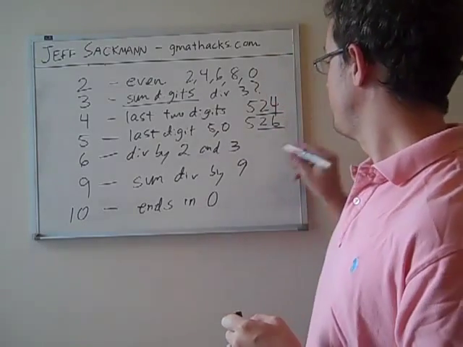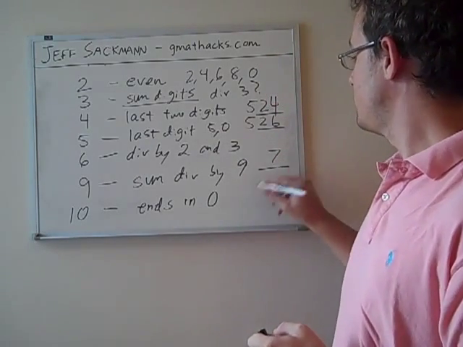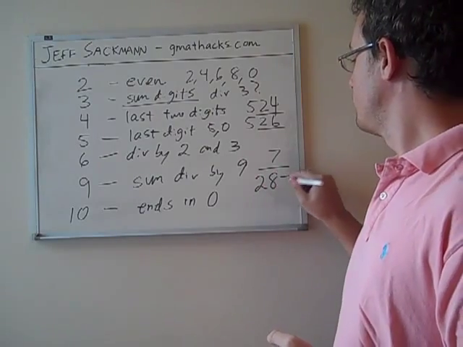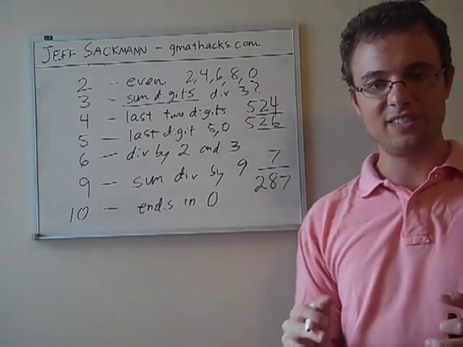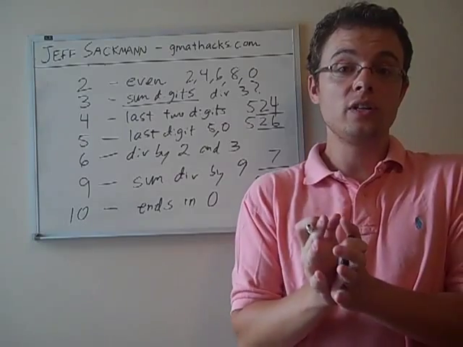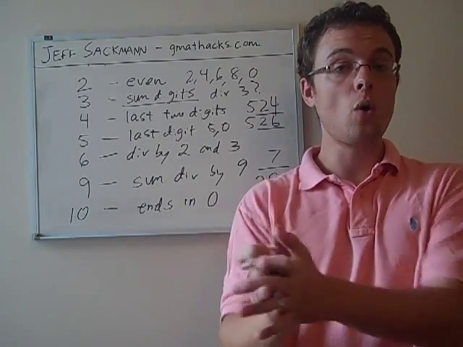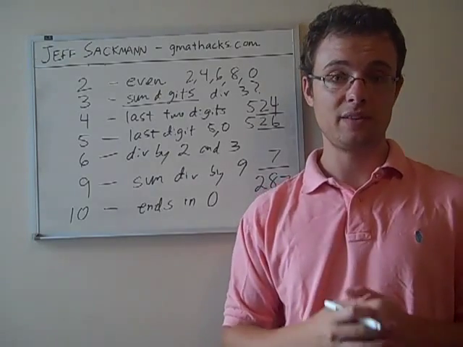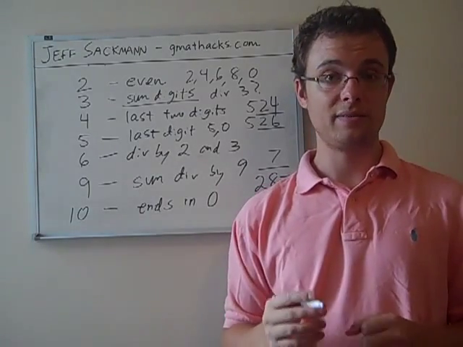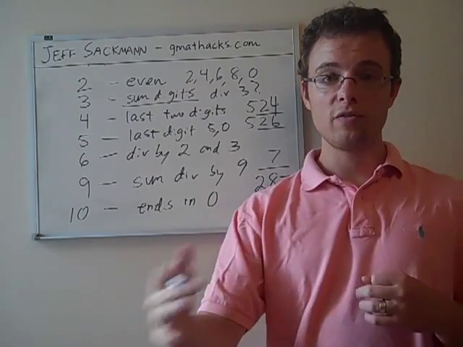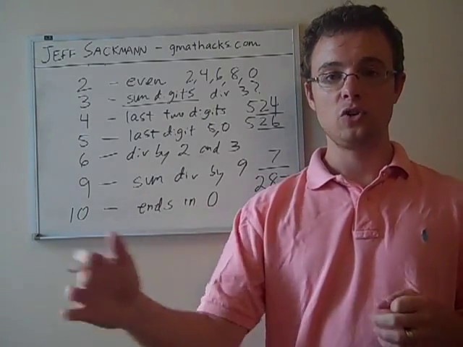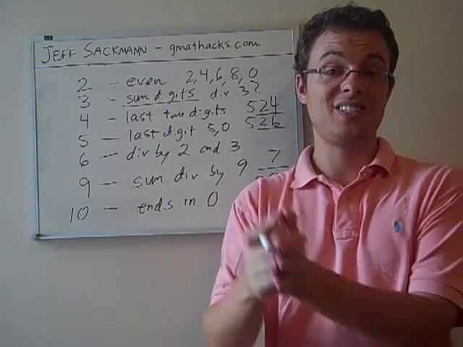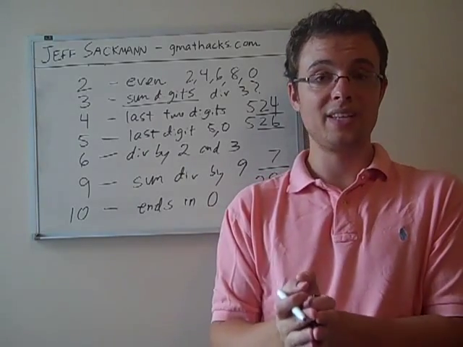So let's say, I'll make a little corner down here. For 7, let's say you want to know whether 287 is divisible by 7. What you do is you think of large numbers that you know are divisible by 7. So for instance, you know that 70 is divisible by 7. 700 is divisible by 7. So 70, 140, 210, 280, all those multiples of 70 are themselves divisible by 7.